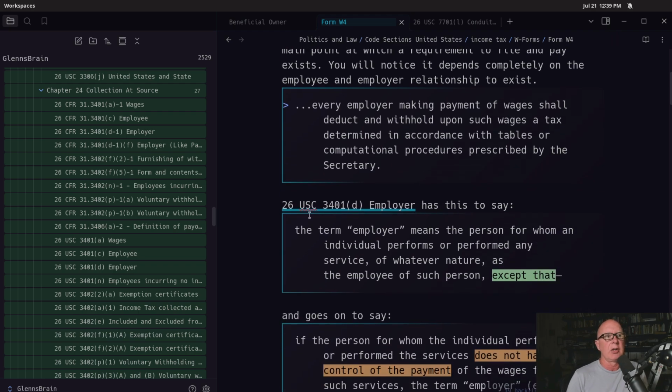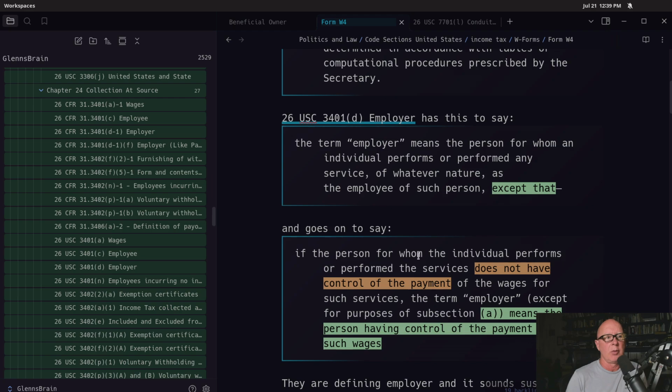So let's take a look at 3401, which is the definition section for 3402. Looking in 3401, we find (d), which is the definition for employer. And it says the term employer means the person for whom an individual performs or performed any service of whatever nature as the employee of such person. So we now kind of have a definition for employer, but it's based on the definition for an employee. So we need to go on and see if we can figure out what that is.